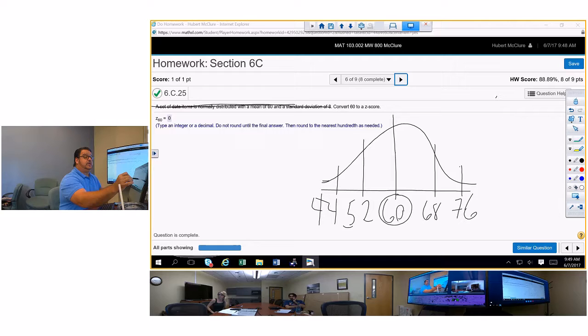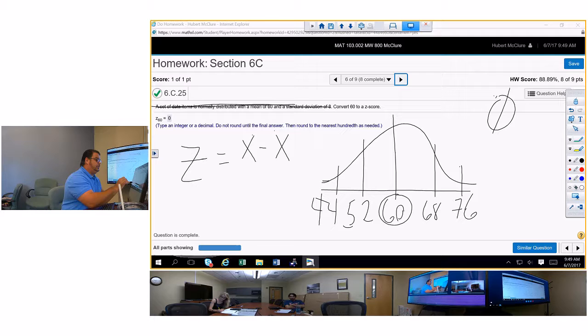So Z-score is equal to X minus X bar over the what? Standard deviation, Hubert. That's right, class. So X is 60. What's the mean? 60. Minus 60 over the standard what? Deviation. Which is? 8. And 0 over 8 is? 0. And 0 is your answer.